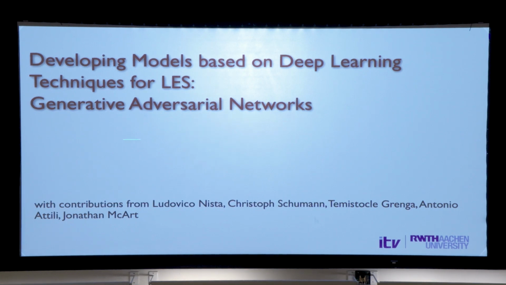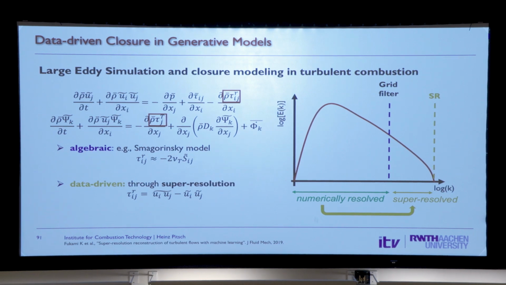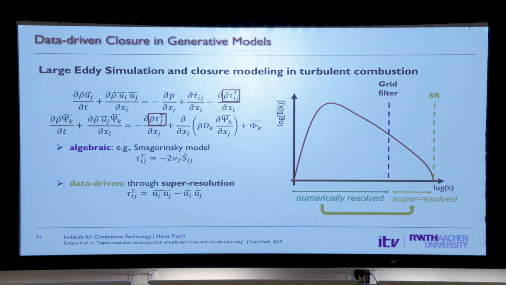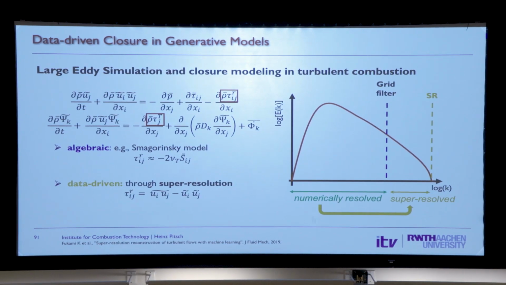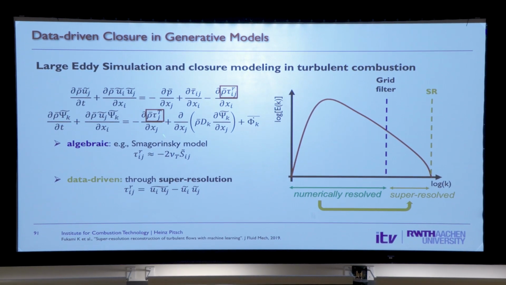So this is here what's called generative adversarial networks. That's kind of the opposite of what I showed you so far. What I showed you so far were very simple networks. This here is what's called deep learning, using many layers, many neurons, and very complex deep learning networks. So we use these to generate models to close these terms in the equations that we want to solve.